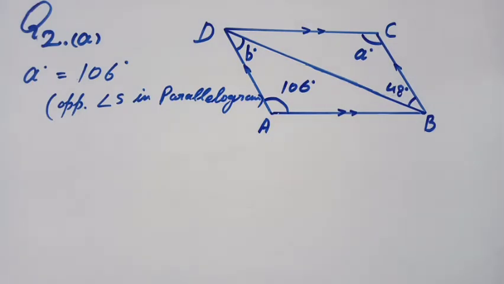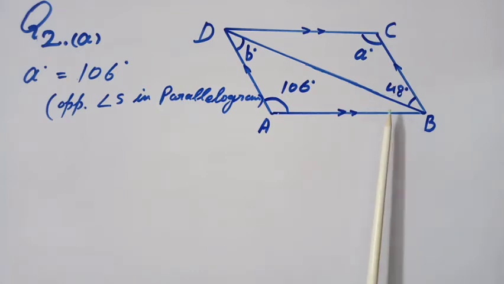Now to calculate the unknown angle B. To find out angle B, we will consider the triangle ABD. In ABD, this angle B we have to find out. So, how much is this angle?